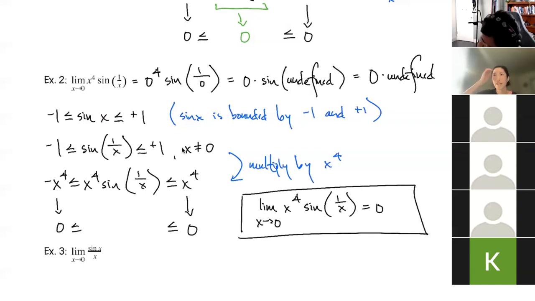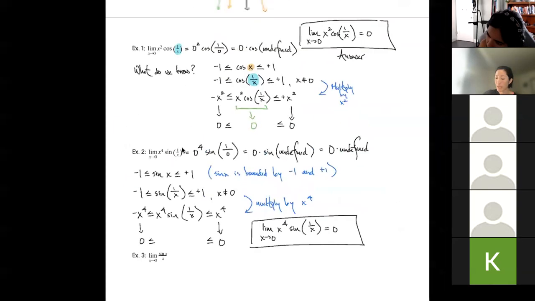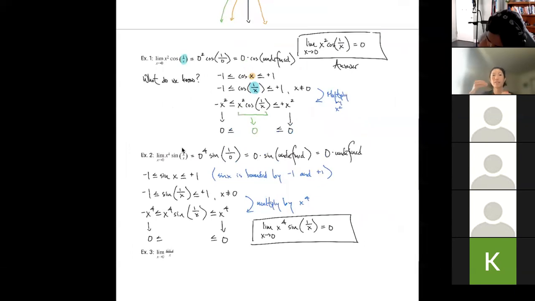So I see a question in the chat. Can I multiply by x squared? You can multiply by whatever you want, but if you multiply this by x squared, will you match your original question? Right? If we compare the first question and the second question, example 1 has an x squared. That's why we multiplied by x squared. Example 2 has x to the 4th. That's why we multiplied by x to the 4th.